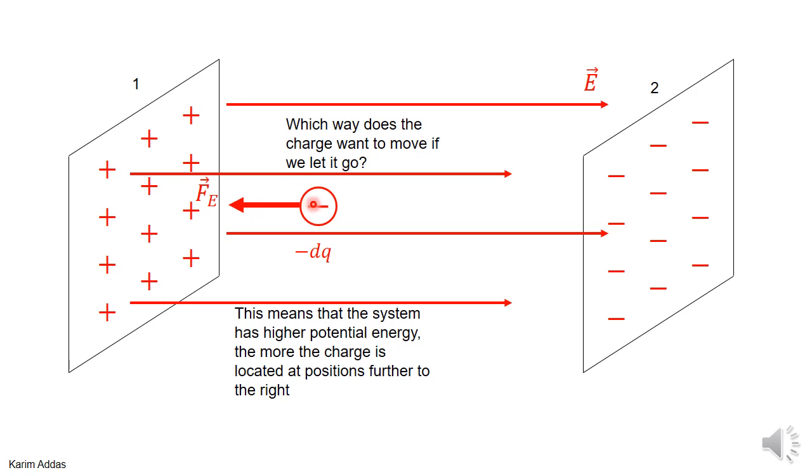So this means that the system has a higher potential energy when the charge is located more and more to the right. If you let this charge go from rest at this position, it has zero kinetic energy initially, that means it must have some potential energy. And then when the charge goes to the left, the kinetic energy gets bigger and the potential energy of the system gets smaller. So as this charge goes more and more to the right, the potential energy of the system is getting larger.